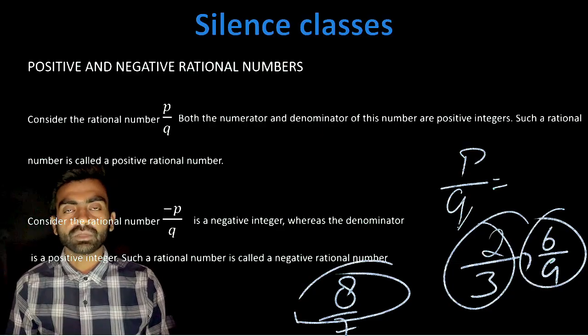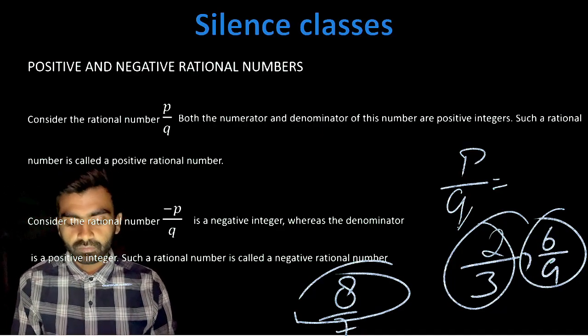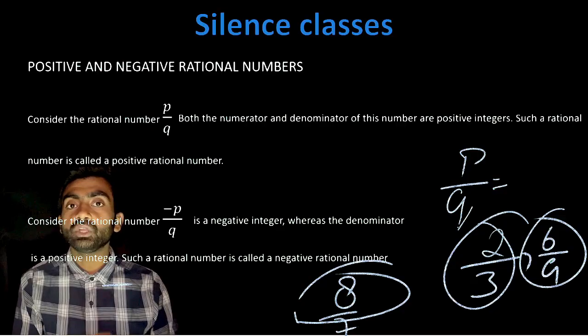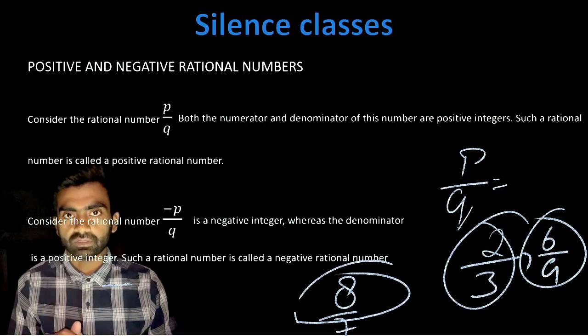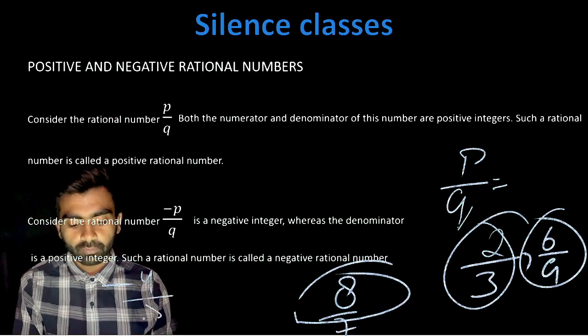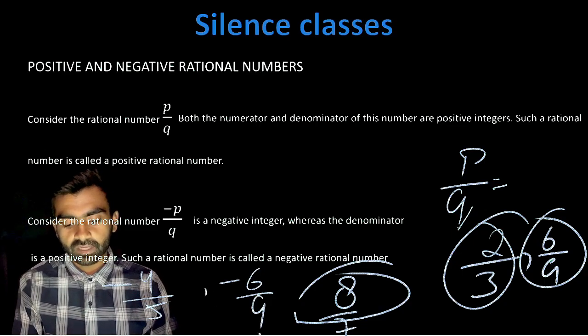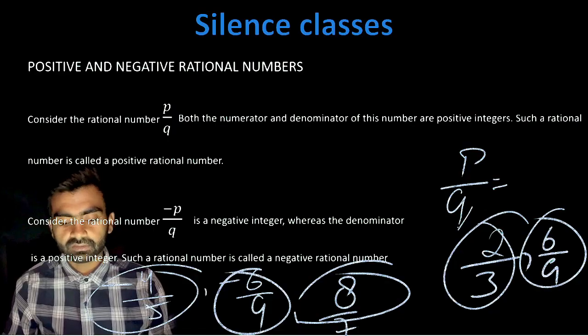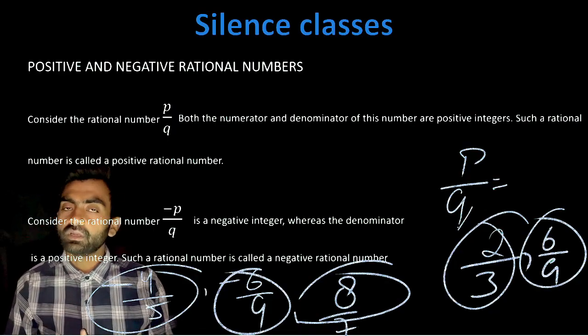What are negative rational numbers? Negative rational numbers are those numbers in which the numerator has a minus sign, a negative sign with the numerator, not with the denominator. For example, minus 4 upon 5, minus 6 upon 9. These are known as negative rational numbers.